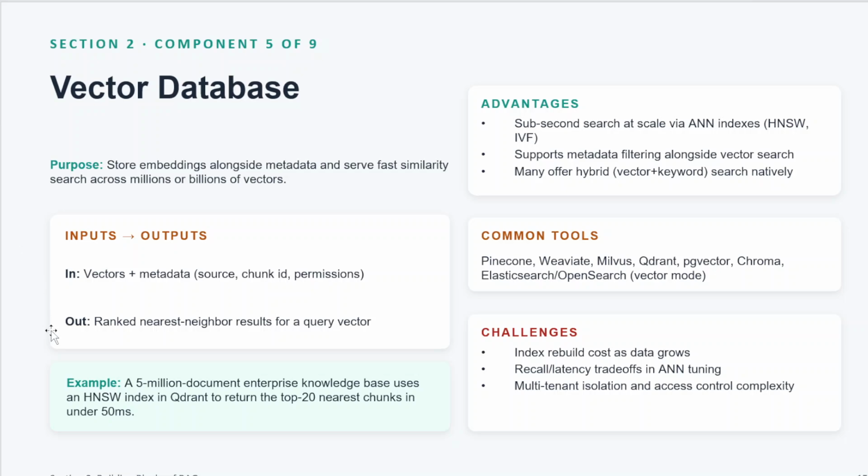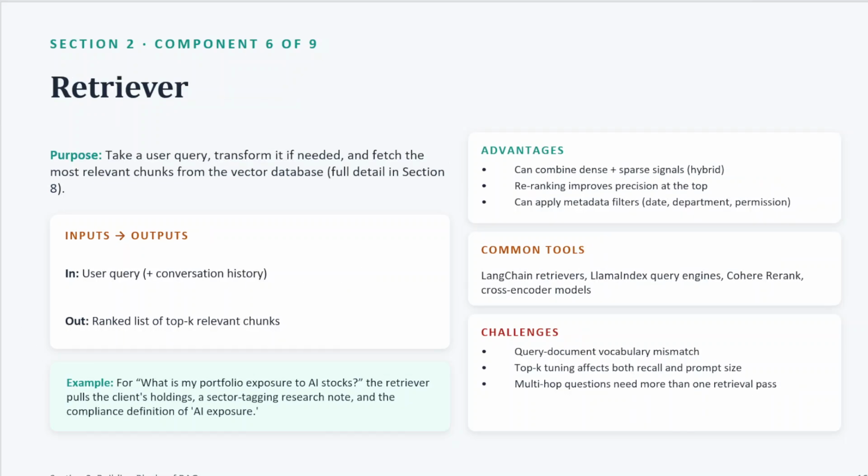One example you can think of is a million-document enterprise knowledge base that uses an HNSW index in Qdrant to return the top 20 nearest chunks in under 50 milliseconds. So that's what we're dealing with.